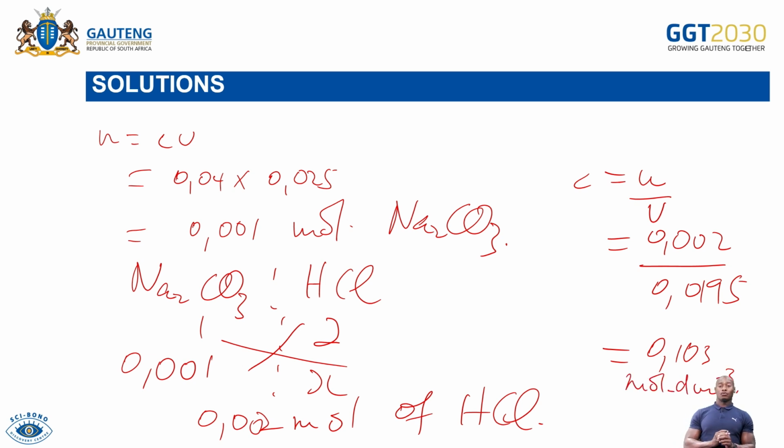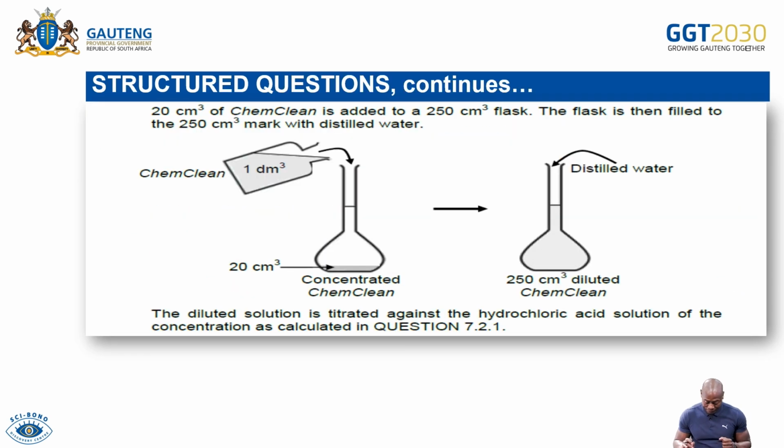So this is what we are supposed to do to calculate the concentration of hydrochloric acid. You can use CA VA over CB VB equals NA over NB, then get the concentration. Or you can calculate the number of moles of the base, use the mole ratio to get the number of moles of hydrochloric acid, then calculate the concentration of hydrochloric acid using C equals N over V. N is 0.002. The volume that neutralized 25 cubic centimeters of sodium carbonate was 0.0195, or 19.5 cubic decimeters. I hope we are still fine.